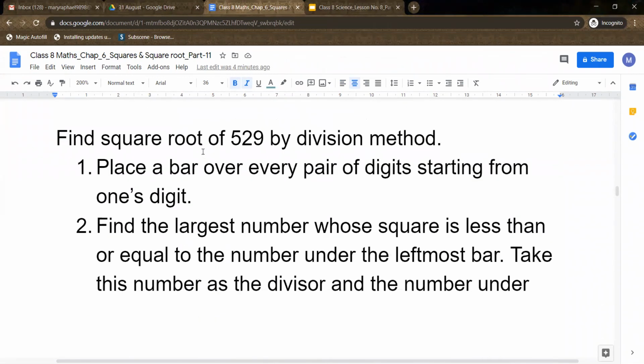Now we are going to find how to find the square root by long division method. I will explain it through an example. So the question is, find the square root of 529 by division method. Here I have written the steps which are given in the textbook, which is very long, but don't get confused. What we have to do is very simple.